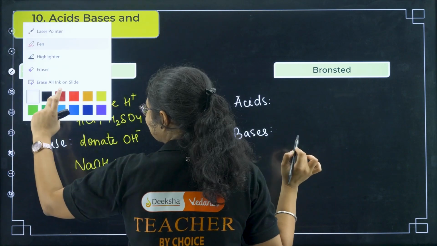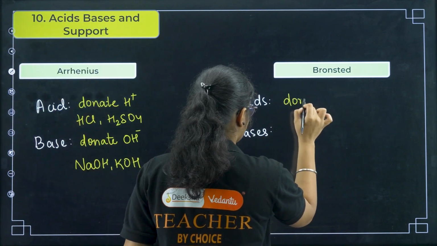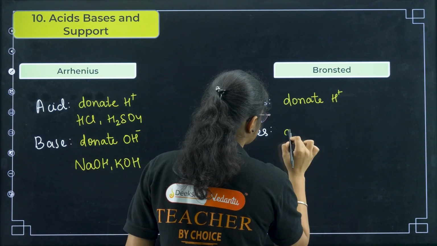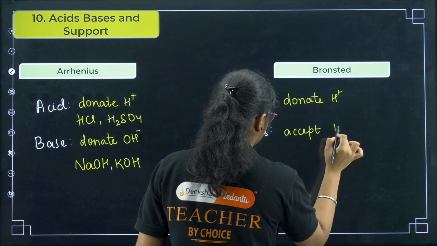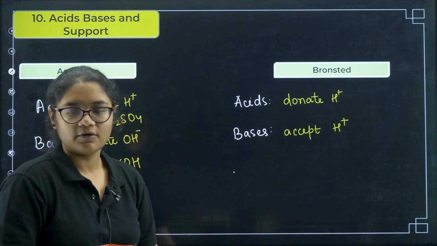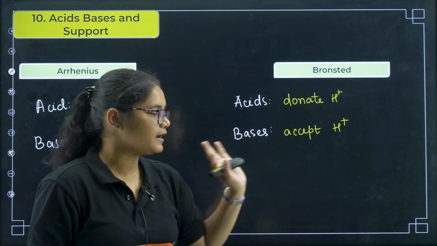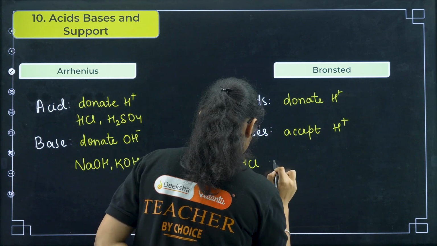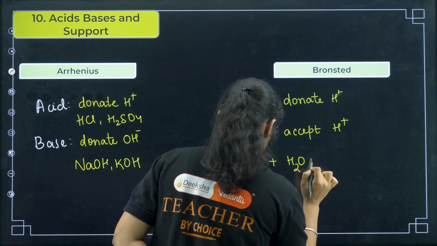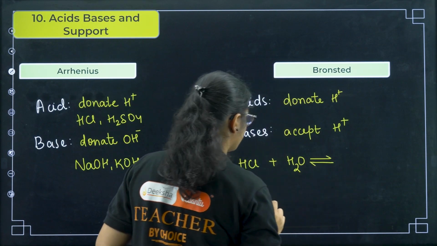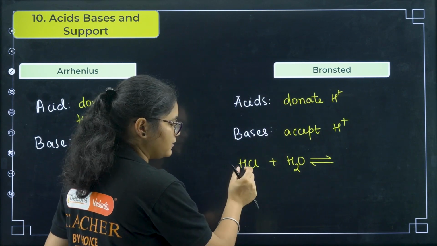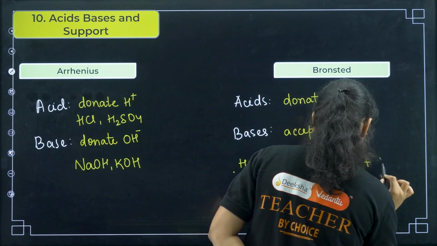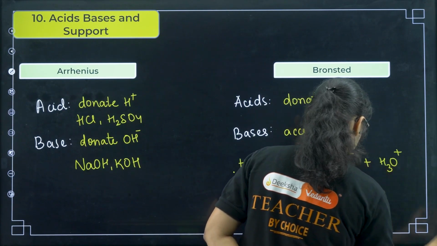Acid is the same, that is, which can donate H plus, and bases he changed, that is, which can accept H plus. Now let us understand an example from here. For example, if I dissolve HCl in water, I'll get H plus and Cl minus, right? H plus will be taken up by water and I'll get Cl minus and H3O plus, right?